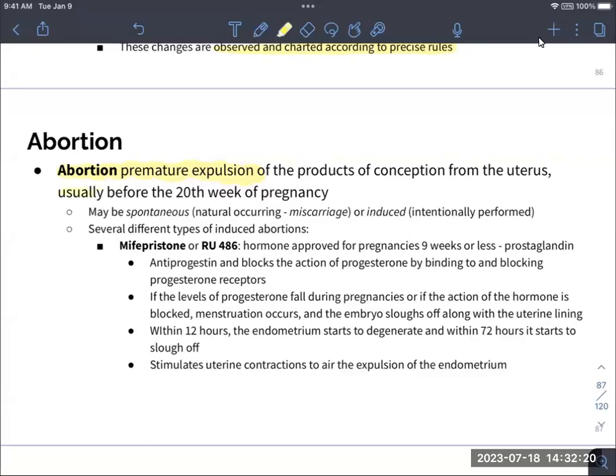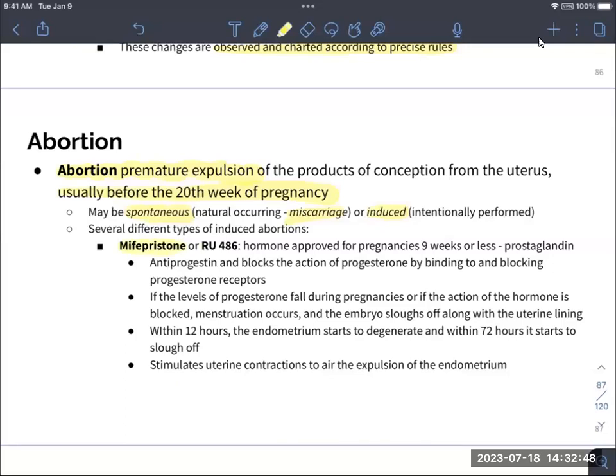It usually is done before the 20th week of pregnancy. Sometimes an abortion is natural, which is known as a spontaneous miscarriage. It can be intentionally performed. It can be induced, so there are different ways to induce an abortion.